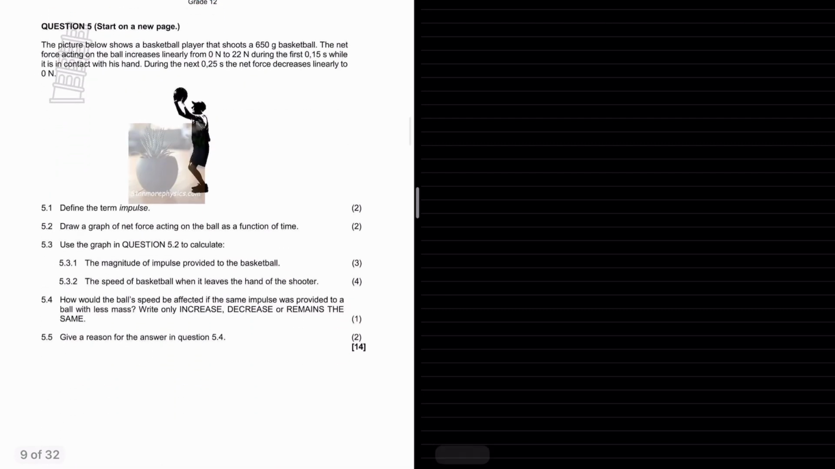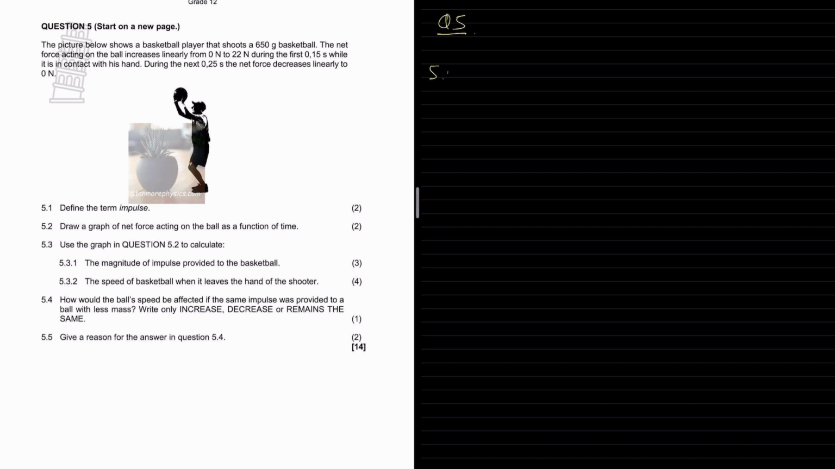Now let's take a look at question 5. The picture below shows a basketball player that shoots a 650-gram basketball. The net force acting on the ball increases linearly from 0 to 22 newtons during the first 0.15 seconds while it is in contact with his hand. During the next 0.25 seconds, the net force decreases linearly to 0. Define impulse, we leave that out.